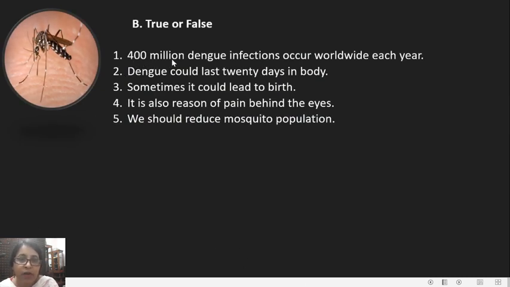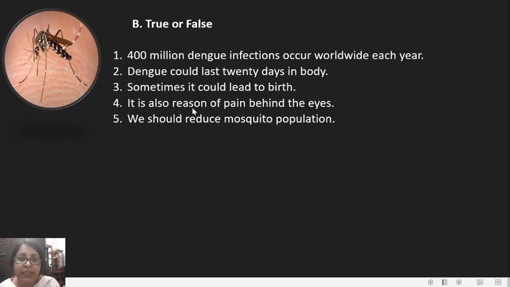So first one, 14 million dengue infection occurs worldwide each year. So boys, if you think this sentence is right, so you should write down here true. And if you think this sentence is wrong, that time you need to write down here false. Okay, dengue could last 20 days in your body. Is it right, boys? No, we know dengue could last 10 days. So this is actually false. Sometimes it could lead to birth. Is it birth? No. Here you should write down death. So here you should write down false.